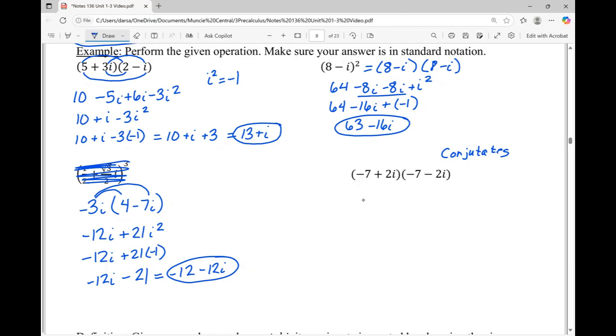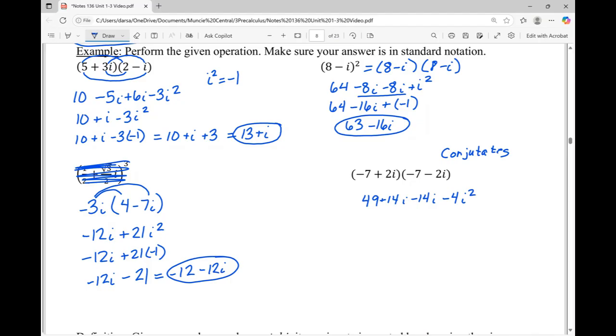So, fronts, 7 times 7 is 49. 7 times -2i is 14i. 2i times -7 is -14i. And 2i times -2i is -4, i times i is i squared.